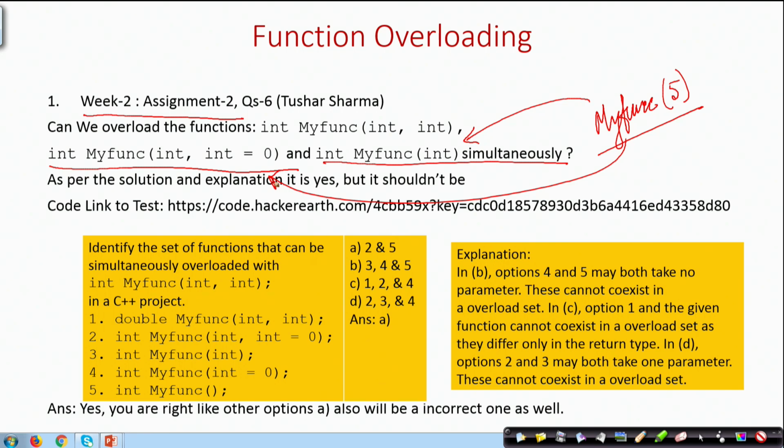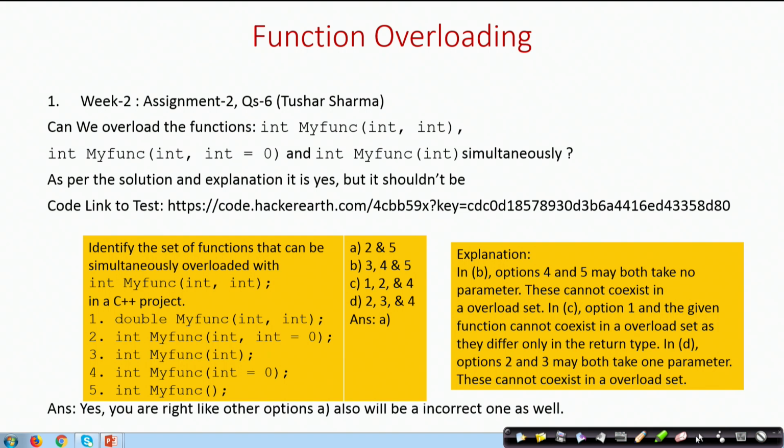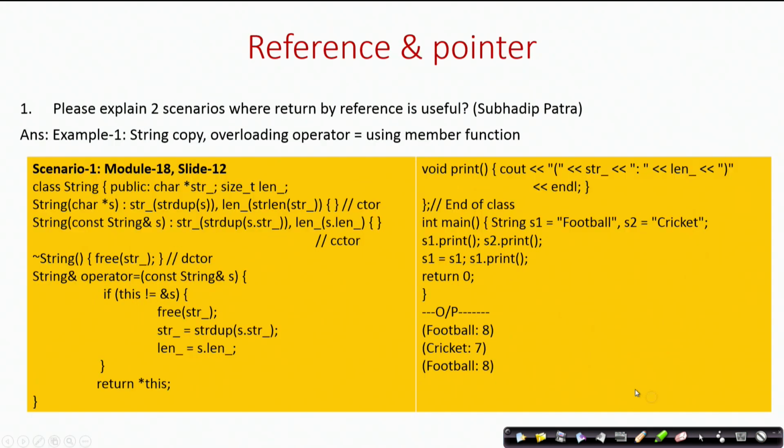I think the confusion was created from the question that was asked on it in the assignment, and I found after going through this that you are right, Tushar. This option A, which means that whether 2 and 5 can be overloaded together, is not a correct option. So, this question is actually invalid. Himadri will take care of it and this will be re-evaluated. So, there is nothing to technically answer here.